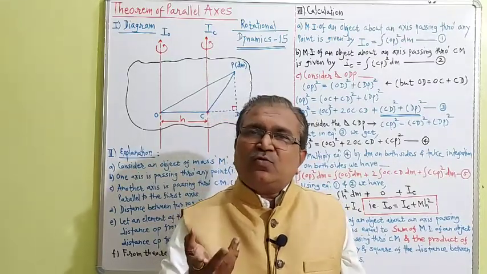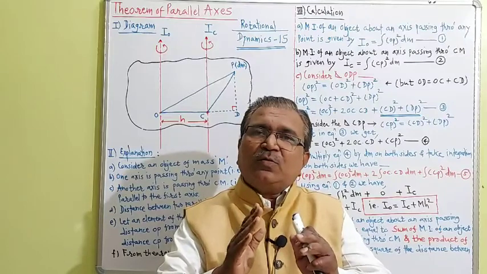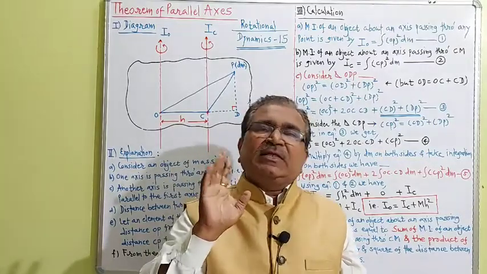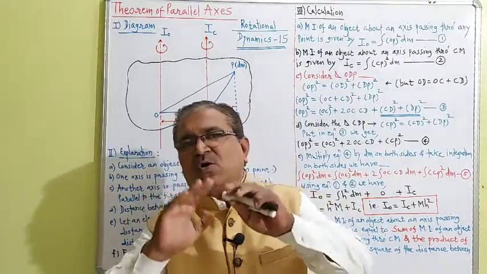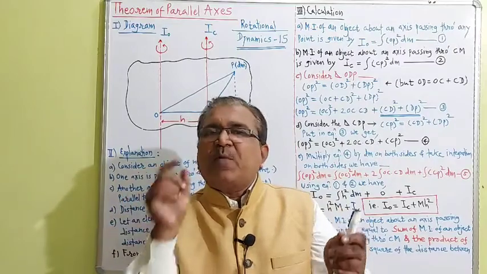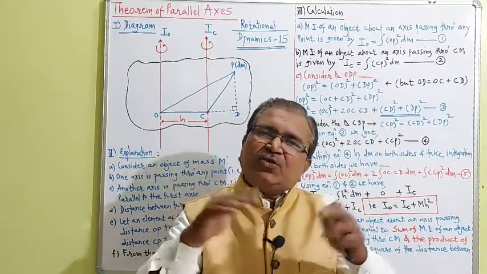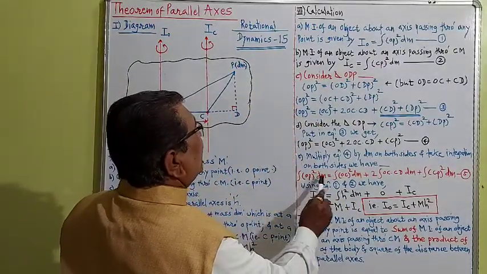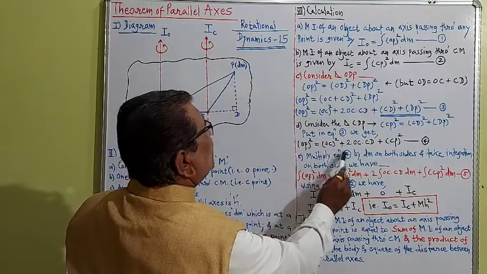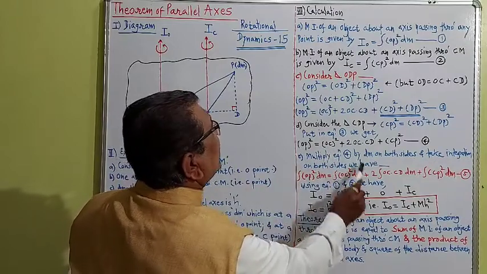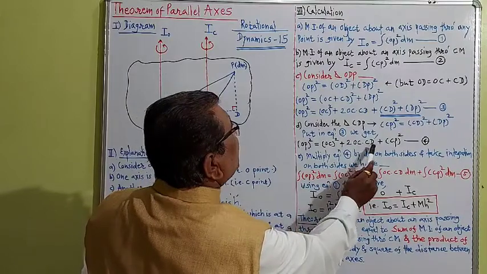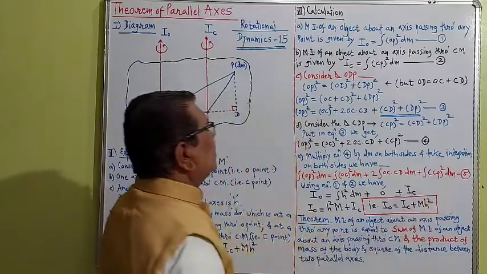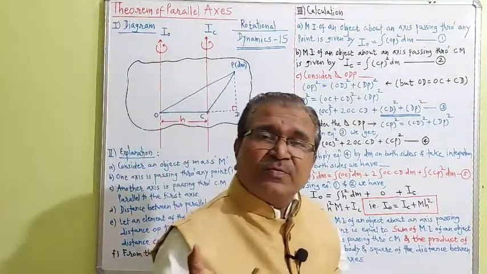Then what we have to do? Multiply equation 4 on both sides by dm for our convenience, and take integration on both sides. You will get integration of OP square into dm plus integration of OC square into dm, plus 2 outside the integration, OC CD into dm, plus integration of CP square into dm. Equation 5.